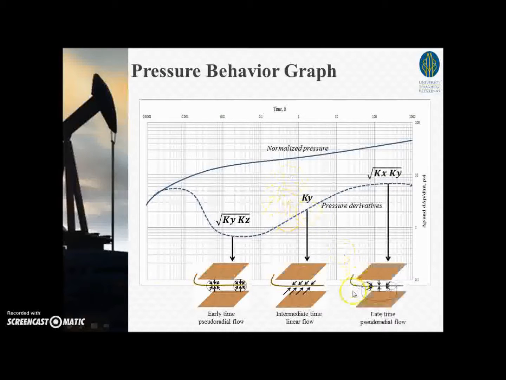For the last section of the graph, it represents the late time pseudo-radial flow. For this section, you can see the effective permeability is square root of Kx Ky.